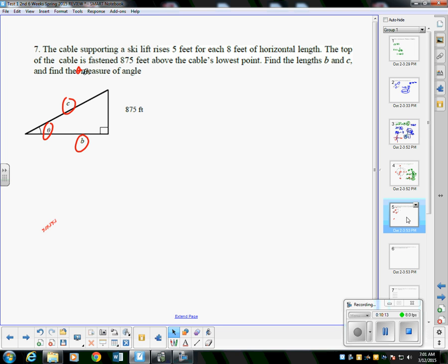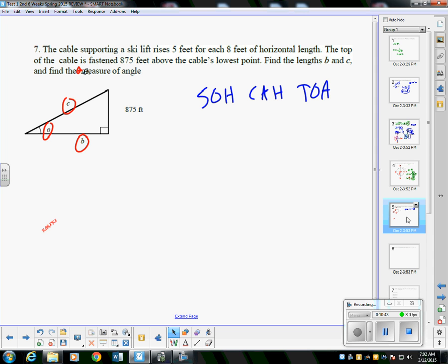Well, we have a right triangle, therefore we can use right triangle trigonometry, which means we can use SOHCAHTOA. The question is, now that we know we can use it, how do we use it? How do we handle this type of problem? Well, if we wanted to use the sine, we need to know the angle and the opposite or the hypotenuse.